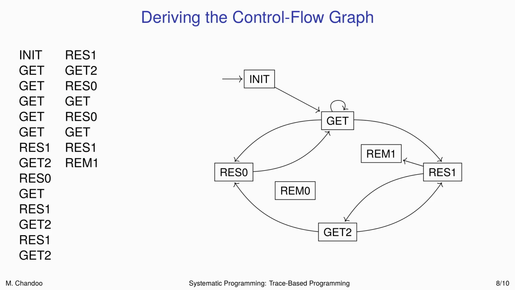Then we also have to look at the second trace where we had the operation rem0. From there we get the edge from res0 to rem0. This control flow graph is an intermediate piece of information that helps us to build the decision trees in the next step.